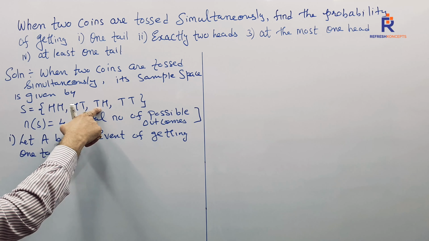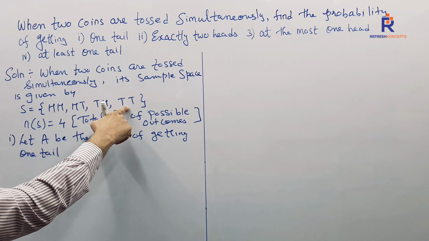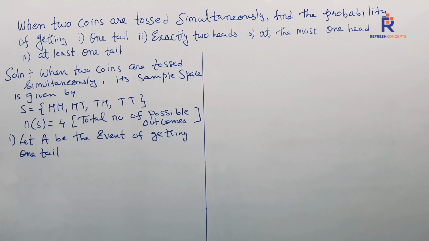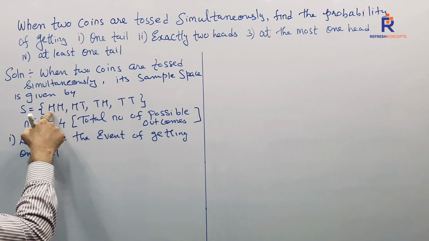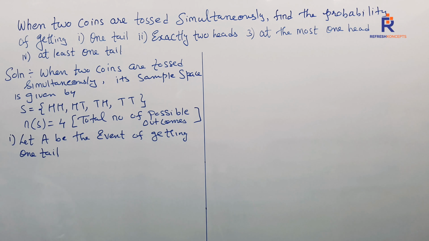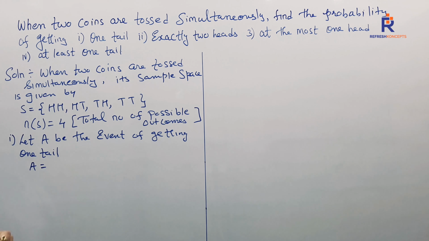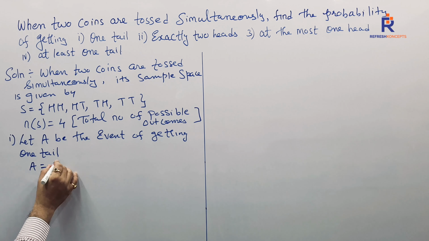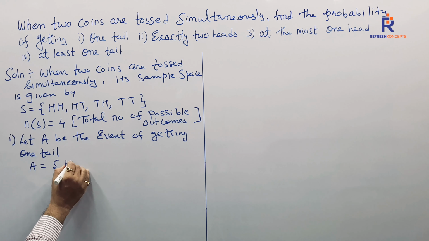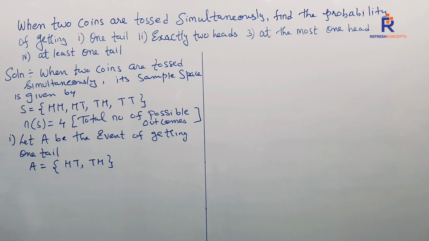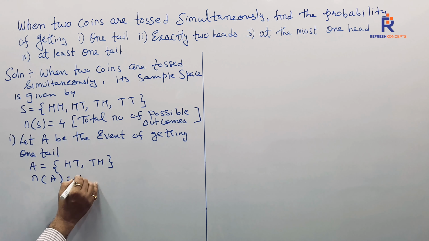HT and TH will come. TT will not come. Why? Because the question categorically says that they demand only one tail, and obviously HH is not going to come here. So let A be the event of getting one tail. What are the sample points in event A? The sample points in event A are HT, TH. What is n of A then? n of A is nothing but 2. There are two sample points in event A.